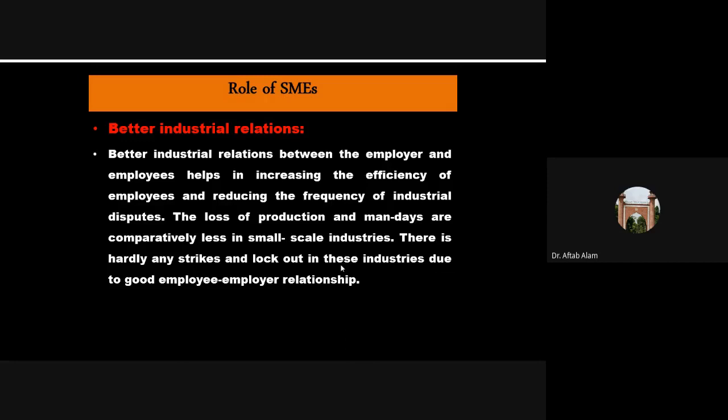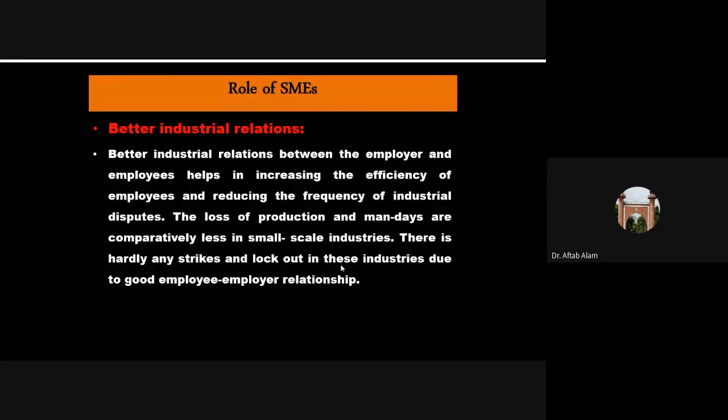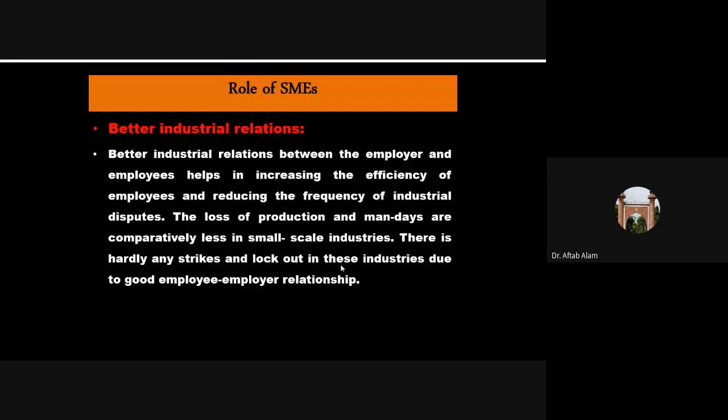So which is a good point, that if industries are at the small and medium enterprise level, there are fewer and fewer industrial disputes, industrial relations are cordial, so it helps the industry grow and production is achieved at the highest, optimum level. Okay, so this is the point. Is this clear to everyone, students? Yes, sir. So these were the important points related to the role of small and medium enterprises. Okay.